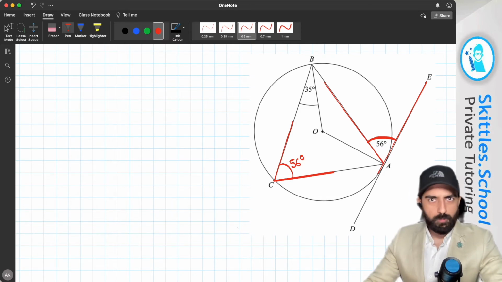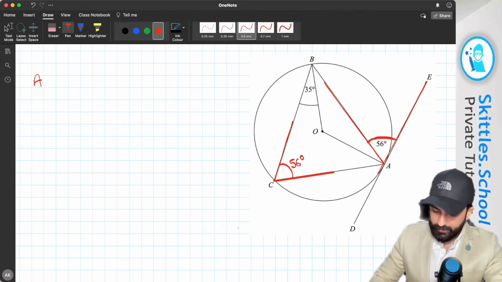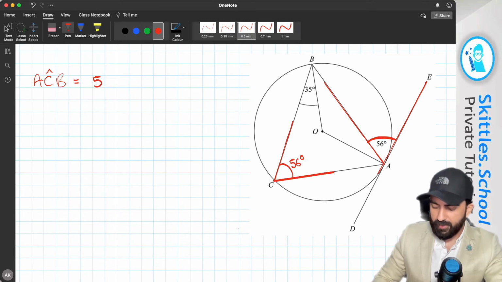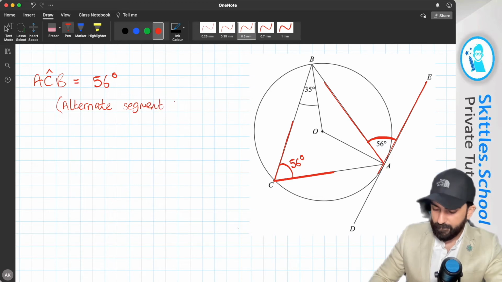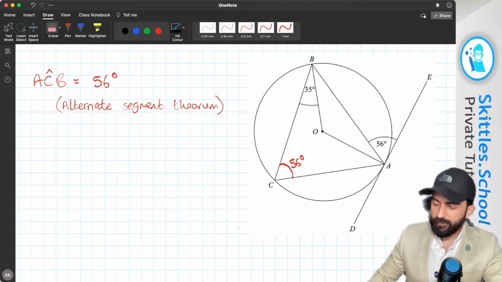And there is a whole mathematical proof to that, but the question is not asking for that. So we can say angle ACB is equal to 56 degrees, and that's because of the alternate segment theorem. So I'm going to write that down as part of my answer. Alternate segment theorem. Okay, so we've worked that out.